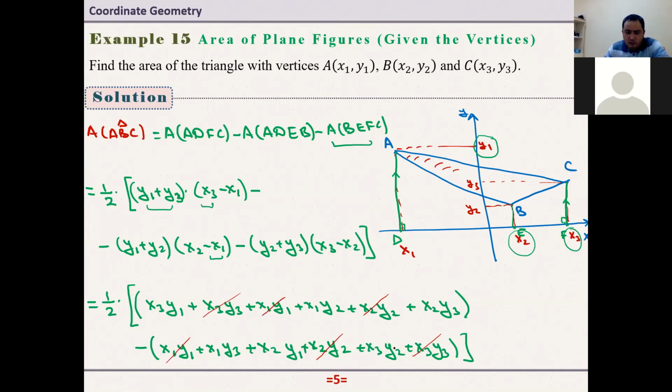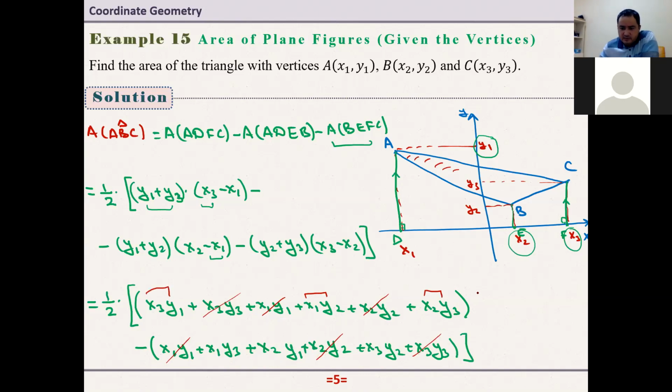But other terms are all different. X sub 3, y1. Do we have here? No. How about x1, y2? Do we have here? No. x2, y3. Do we have here? No. Now, if you notice here, if I just write from here, let me just write this one in the first place, x sub 2, y3 in the second place, x sub 3, y sub 1 in the first place.